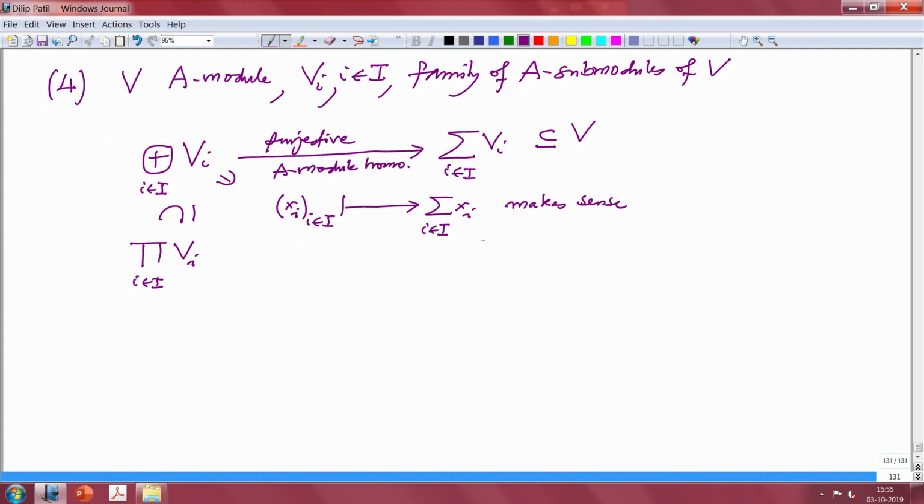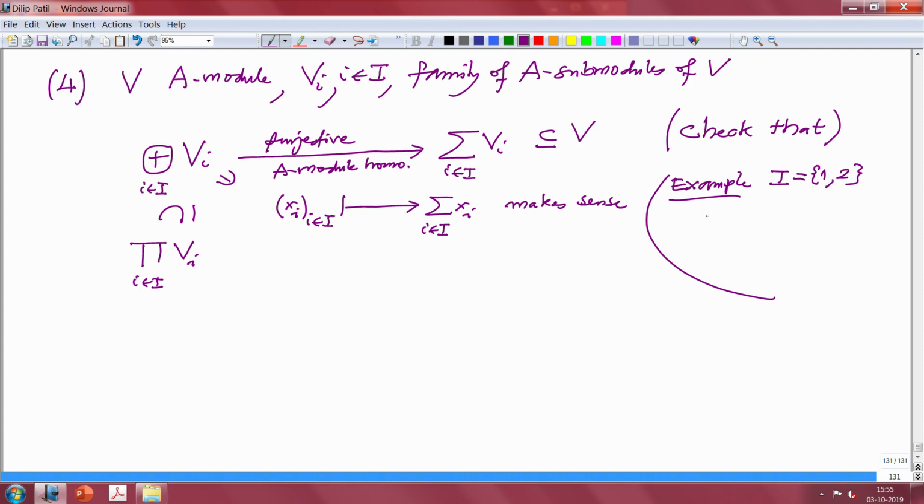You check it is a module homomorphism, that means if you have a sum of tuples it goes to the sum, and so on. So, this is easy to check. I would just say check. And remember that this may not be an isomorphism. For example, if I take indexing set I equal to 2, this example you should remember. I will write example: I equal to say 1 and 2. So, we have submodules V1 and V2 of V.